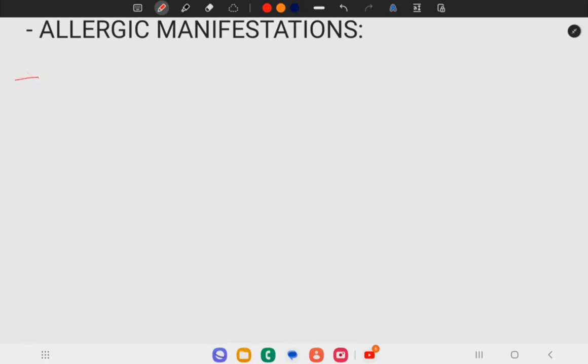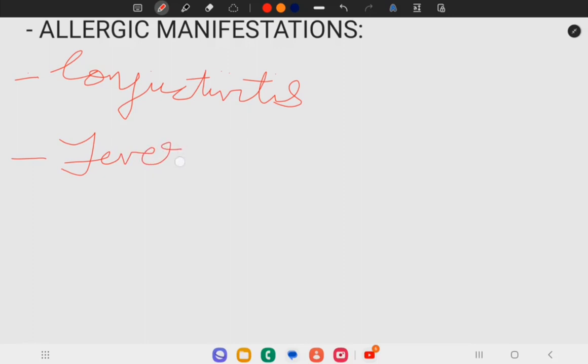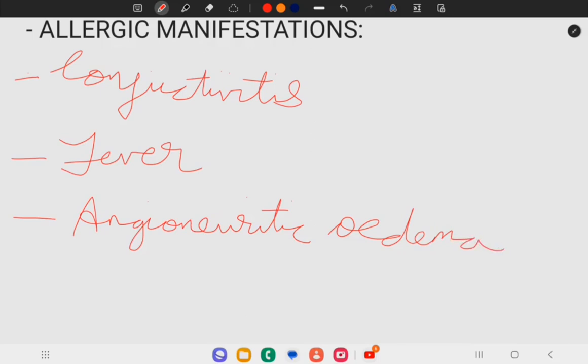Various allergic manifestations like conjunctivitis, which means inflammation of the conjunctiva, fever, and angioneurotic edema can occur. These are the allergic manifestations. We are done with clinical manifestations.